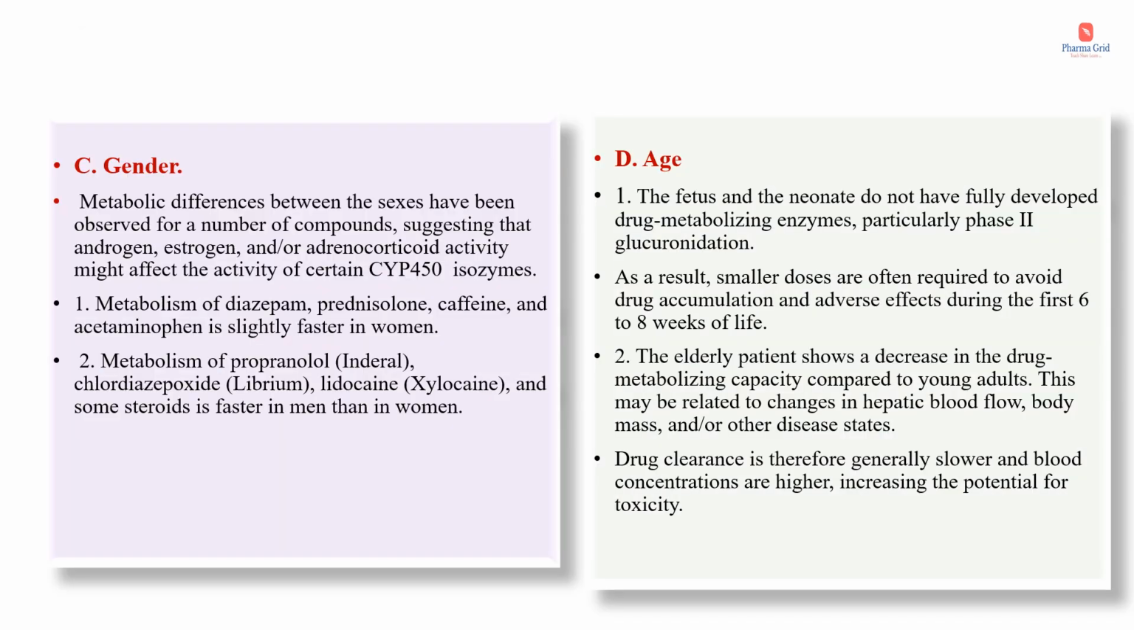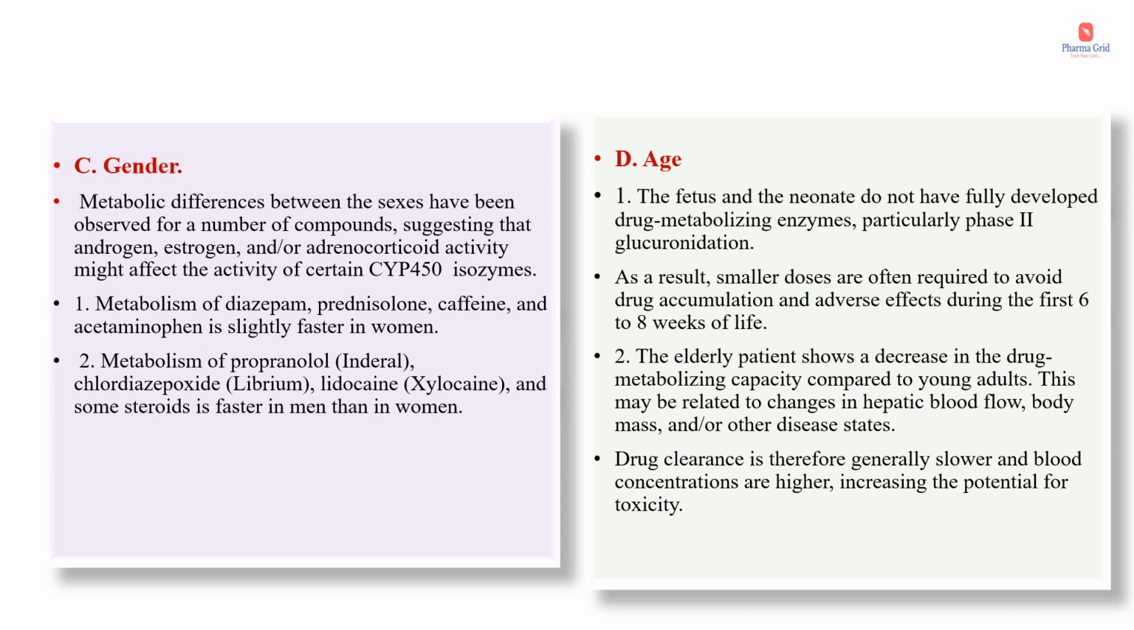Next factor is gender. Metabolic differences between the genders have been observed for a number of compounds, suggesting that androgen, estrogen, and/or adrenocorticoid activity might affect the activity of certain cytochrome P450 isoenzymes. For example, metabolism of diazepam, prednisolone, caffeine, and acetaminophen is slightly faster in women. Then metabolism of propranolol, the common brand name for which is Inderal, chlordiazepoxide, brand name Librium, lidocaine, brand name Xylocaine, and some steroids is faster in men than in women.